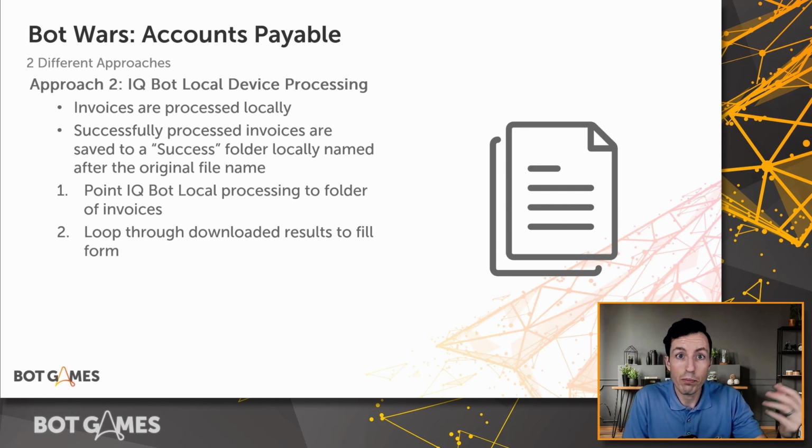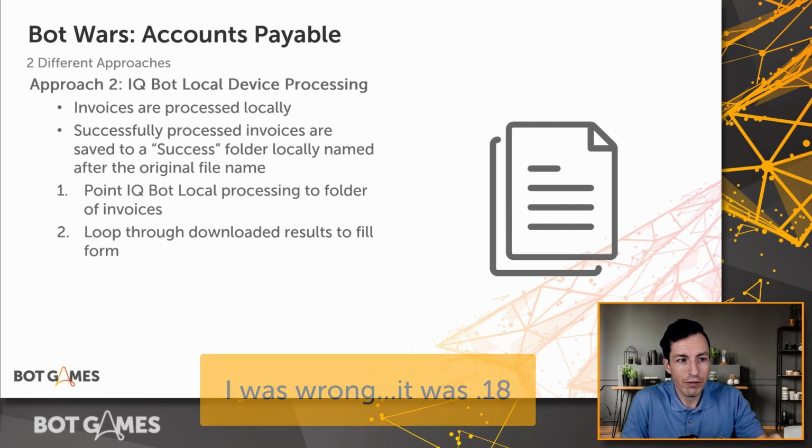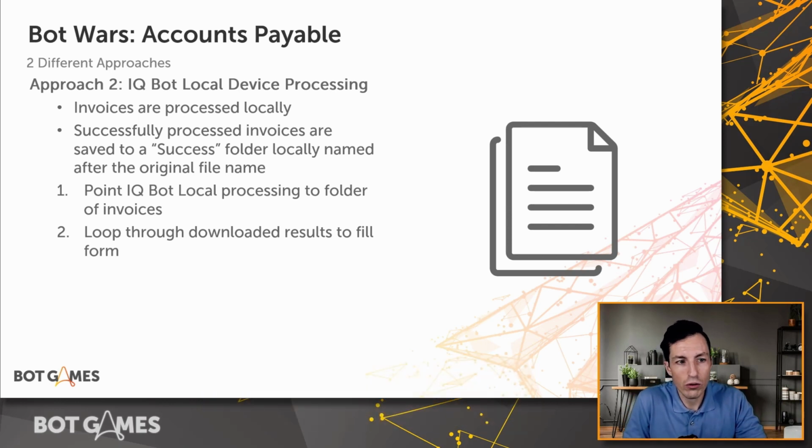So an alternative to that, I think, is a little bit easier, and one that I like a little bit better for the processing of invoices specifically, is IQBot local device processing. And this is new. I think this was released, I want to say in .20 or .21. Don't quote me on that. It might be a .19 release, but it's new as of this year. And invoices are processed locally. And so what that means is that I use the IQBot local device processing package. I will point that particular action to my folder of invoices or folder of files. I will select my learning instance just like I would have done for the server-side processing, and then it will process all the files on that.